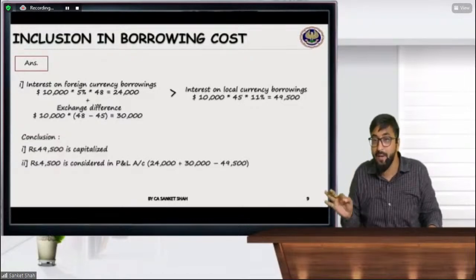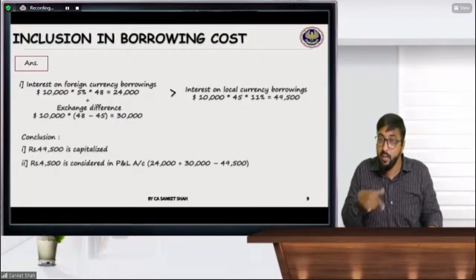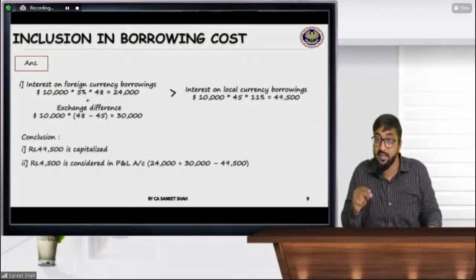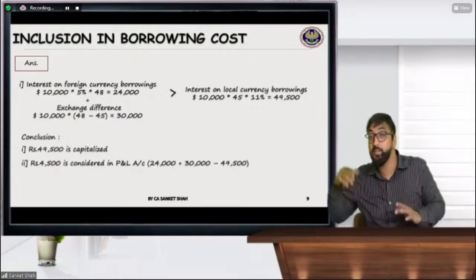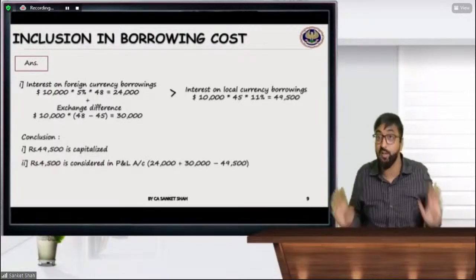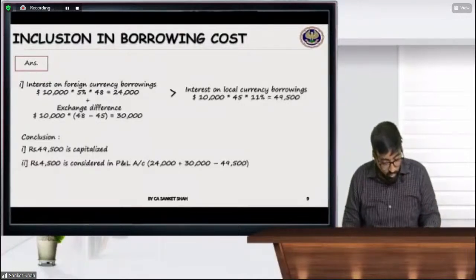If it is qualifying, interest has to be capitalized. If it is non-qualifying, then you have taken a loan and you are paying interest, then that interest is transferred to the profit and loss account. Very simple. So don't get confused. It's between current assets and non-current assets. It is non-current assets. So Hitesh, confusion दूर हुआ बेटा?